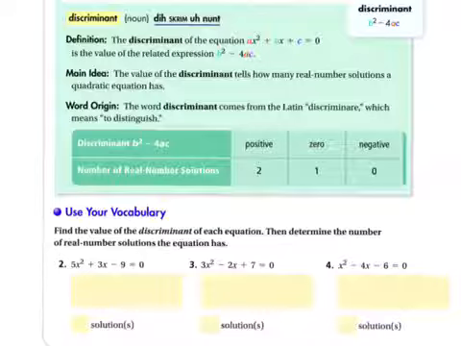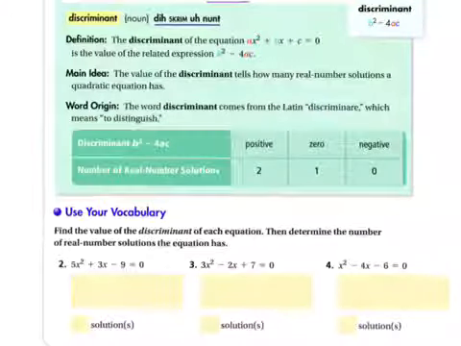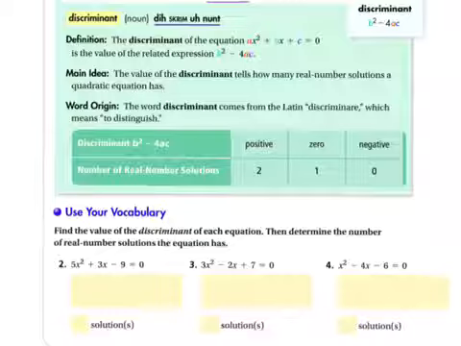The discriminant of the equation ax squared plus bx plus c equals 0 is the value of the expression b squared minus 4ac. The discriminant will tell us how many real number solutions a quadratic equation has. If it's positive, it has 2 real number solutions. If it's 0, it'll have 1, and if it's negative, it'll have 0. Let's work some problems showing this example.